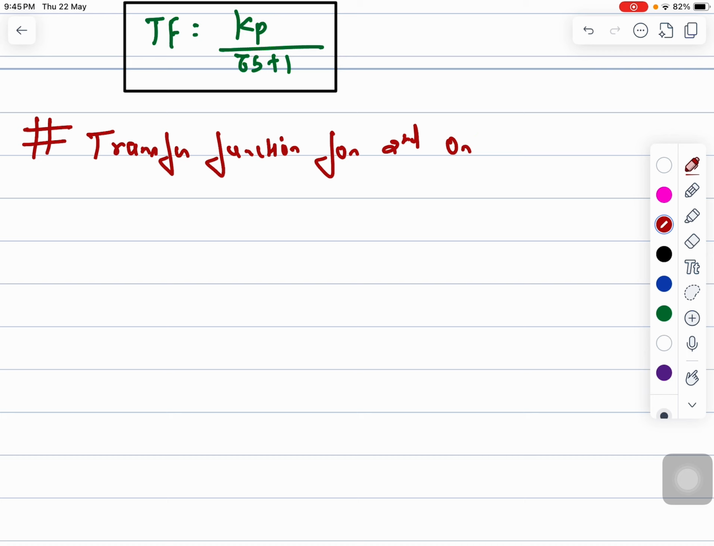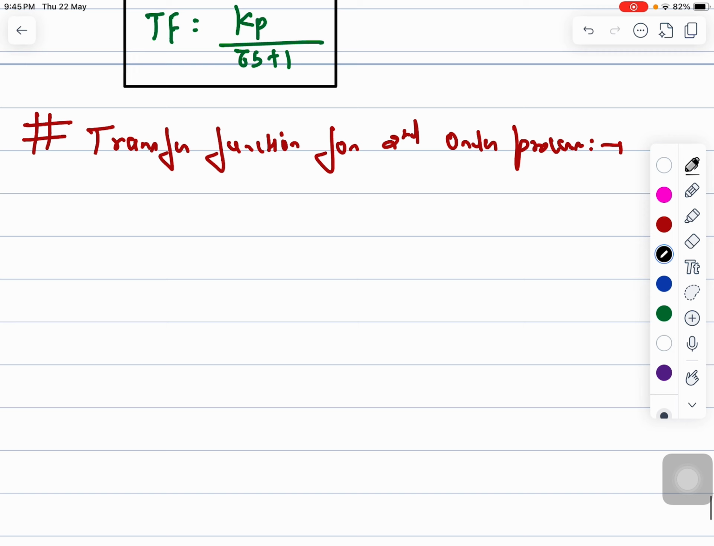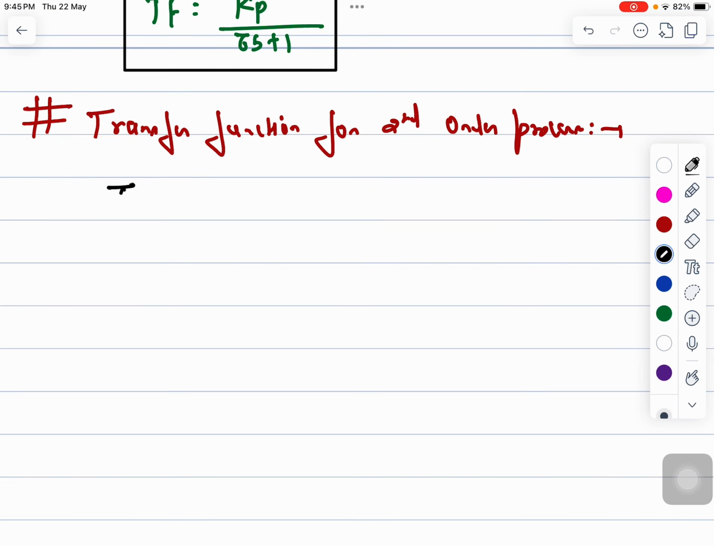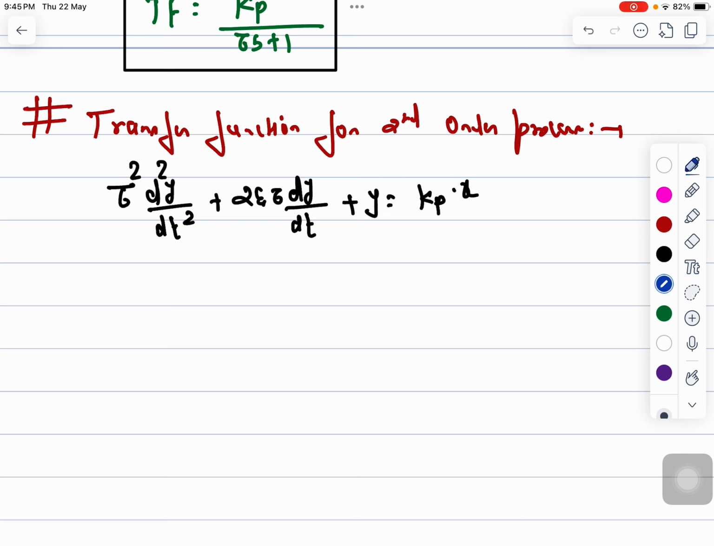for a second order process, right? So if I want to write the second order ODE, it can be written in terms of tau square d2y by dt square plus 2 zeta tau dy by dt plus y, that is equal to kp into x. So again here y is the output and x is the input, right?